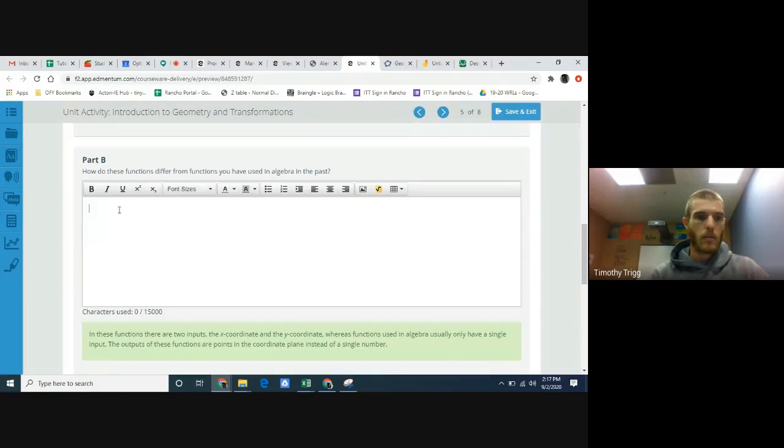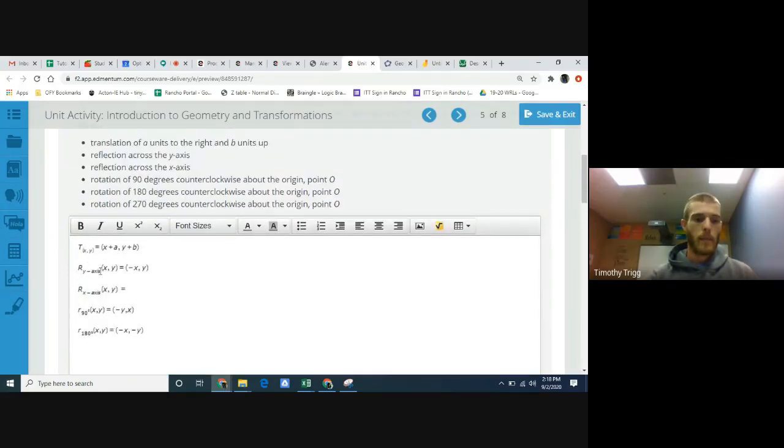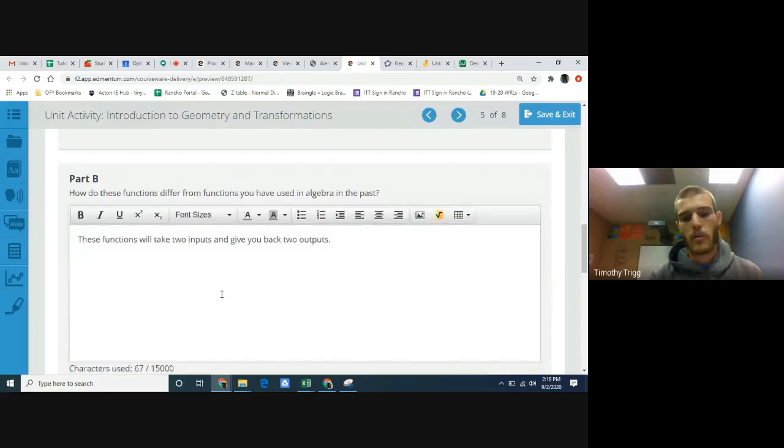Now for the next one, how do these functions differ from other functions that we use in algebra? Well, one of the main things is that these functions will take 2 inputs and give you back 2 outputs. Most of the functions that you did in algebra, you did 1 input, usually an x, and you get an output, a y. So you put in 1 input, you get 1 output. But these functions that we just did, notice they take in 2 inputs, x and y, and they have an x and y output as well. So 2 inputs and 2 outputs.